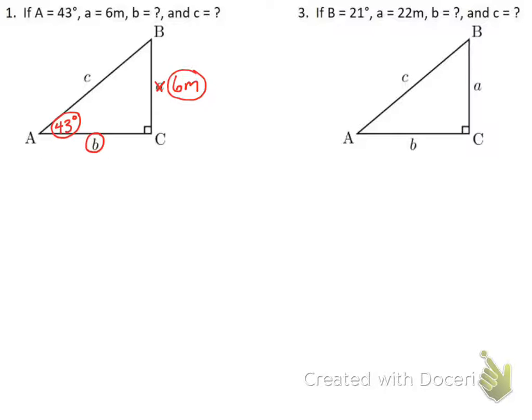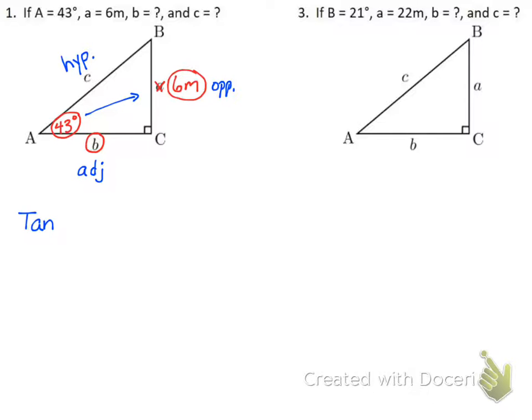Using those three things, I have to figure out which trig function I'm going to use. From my 43-degree angle, C is going to be my hypotenuse, so I'm going to identify that first, just like we did on the other side. The 6-meter side is across from the angle, so that's opposite, so I'm going to put OPP. And then the side length B is going to be my adjacent side. The three things that I have, the 43-degree angle, the 6-meter side, and B, use my sides that are opposite and adjacent, so I'm going to use tangent.